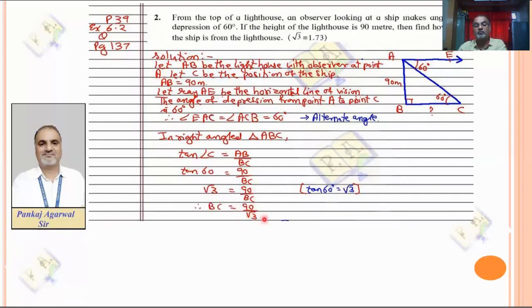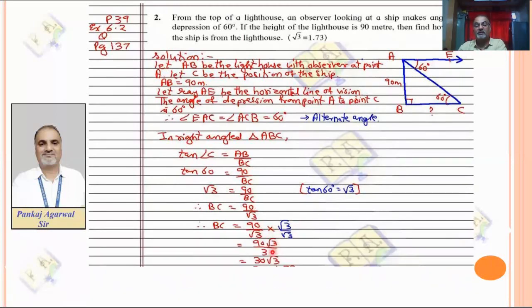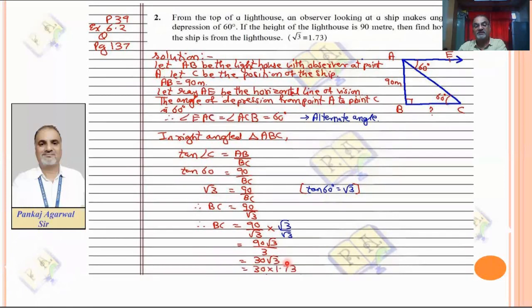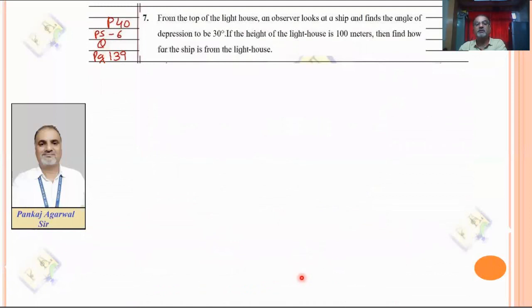Now, we cannot keep √3 in the denominator. Multiply and divide by the rationalizing factor √3. So, the answer will become 30 √3. Multiply the value of √3 as 1.73 and we got the answer 51.90 meter. Therefore, the ship is 51.90 meter away from the lighthouse. Let's do a similar problem.